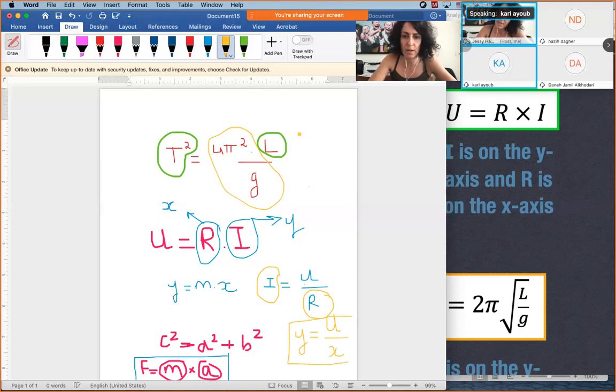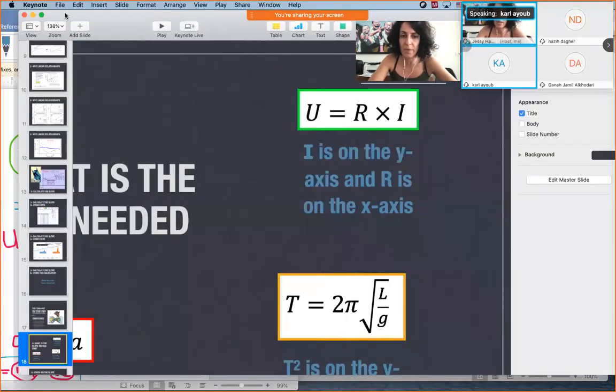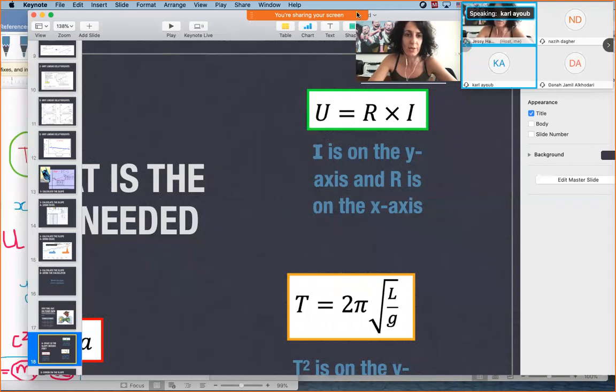It's a hyperbola, so it looks like this. It's called an inverse relationship. So this is not a straight line, and no, we cannot find a slope using this one. So the question here is, what is the slope in case I is on the y-axis and R is on the x-axis? There's no slope because it's not a linear relationship.